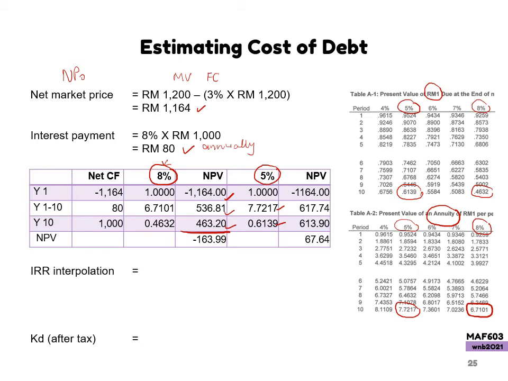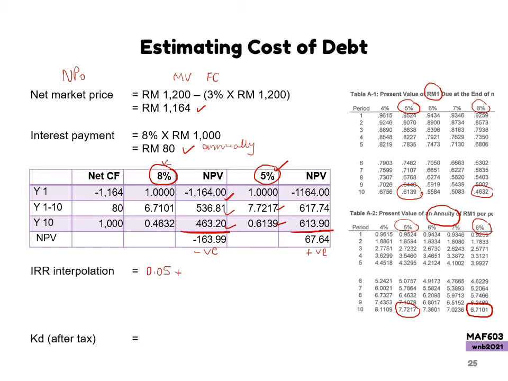Jadinya, I dapat I punya NPV sebanyak RM67.64. So, this one is negative and this one is positive. Dah ada dua rate. Satu yang bagi I negative NPV. Another one bagi I positive NPV. So, sekarang kita dah boleh masukkan dalam formula IRR.